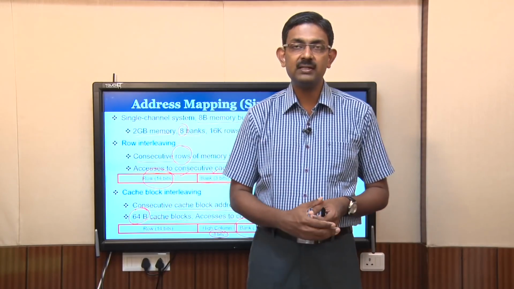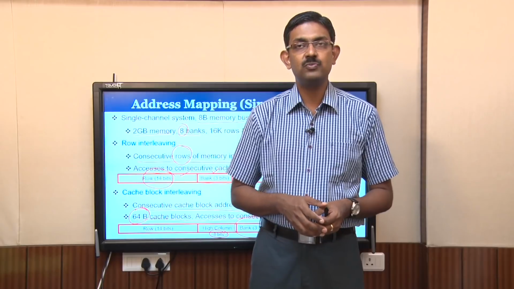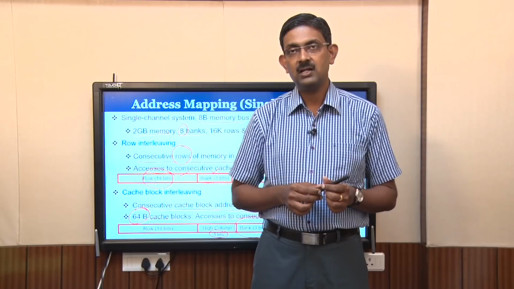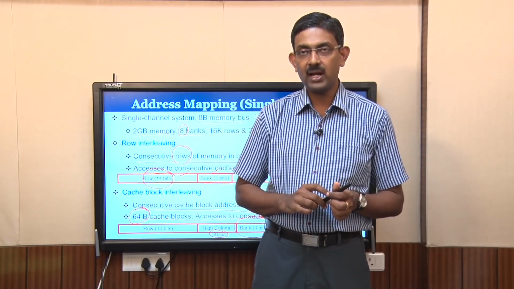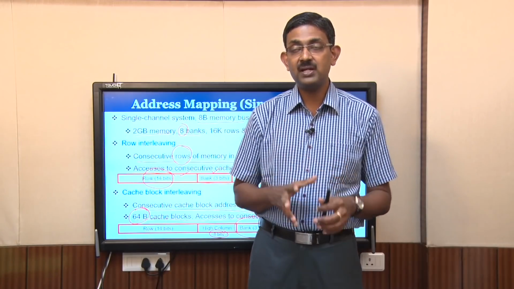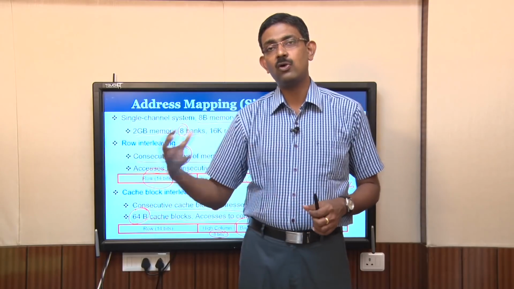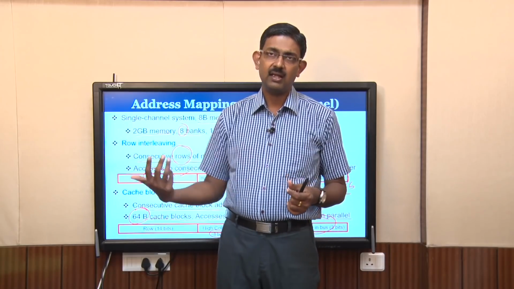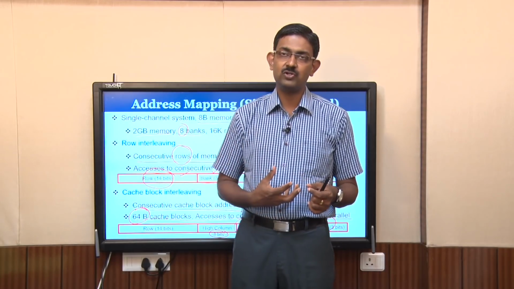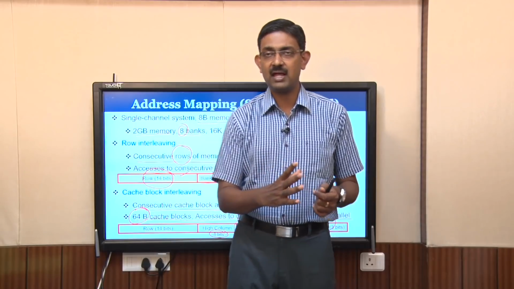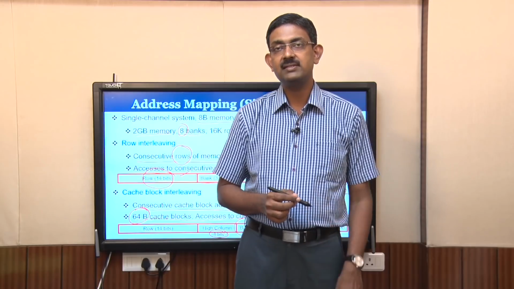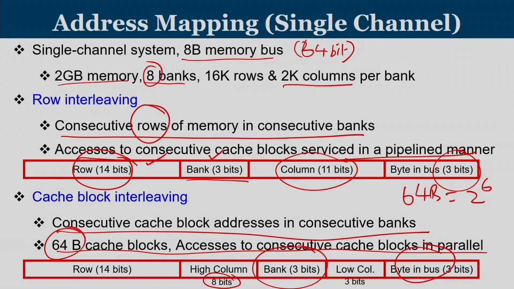So if row interleaving is needed, then bank bits should be kept in between the row address bits and the column address bits. If cache block interleaving is required, then you have to split the column bits. You have lower order column bits and higher order column bits. The least significant n bits, where 2^n is going to be your cache block size, are kept, and the bank bits will come just after the least significant n bits. So this is basically the address mapping in a single channel.